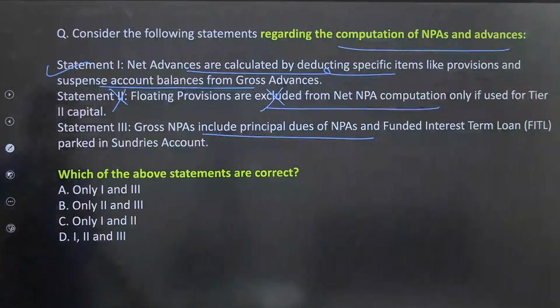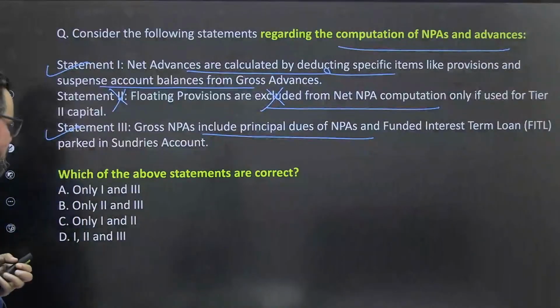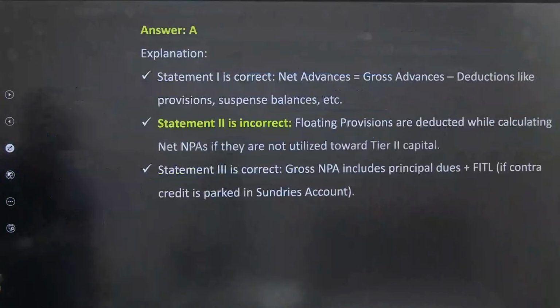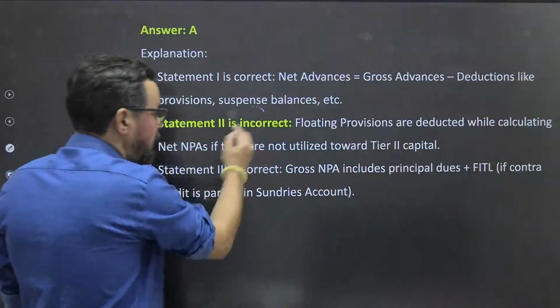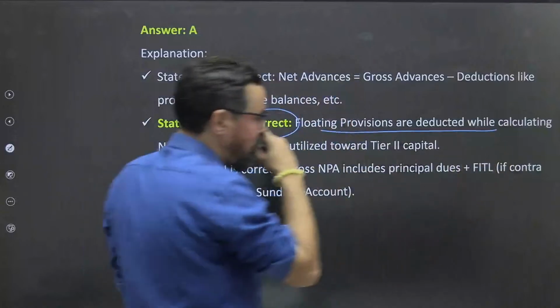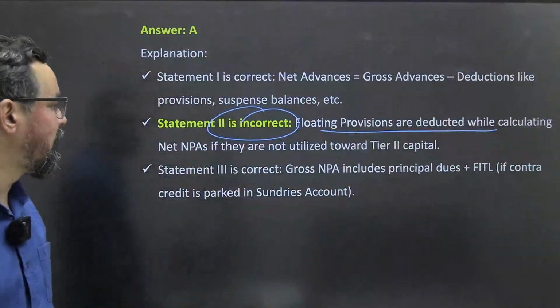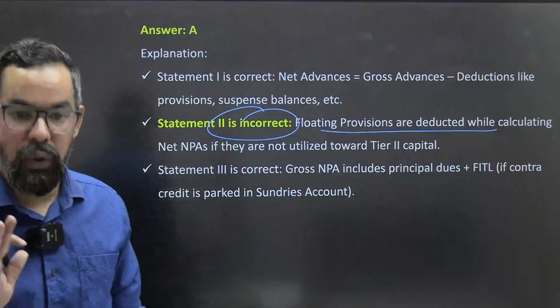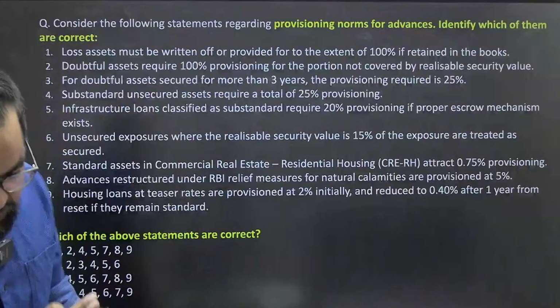Gross NPA includes principal dues of NPS and funded interest term loans, the sundry accounts and all — true. So 1 and 3, A should be the right answer for this one. So statement 3 incorrect: floating provisions are deducted while calculating net NPA if they are not utilized toward Tier 2 capital and all. This was the exact explanation.